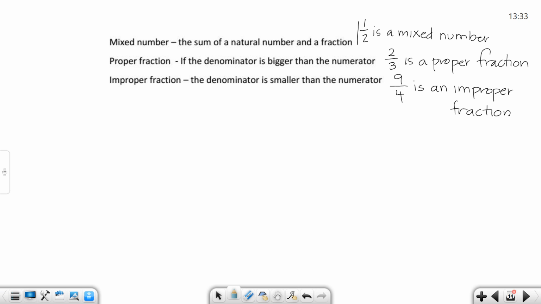If your denominator is the smaller number, it's improper. See how 4 is less than 9? That means it's going to be an improper fraction. But if 3 is bigger than 2, that means it's going to be a proper fraction. In other words, you always want the whole that's on the bottom to be bigger. If the whole is bigger, they call that a proper fraction. If the whole is not bigger, they call it an improper fraction.